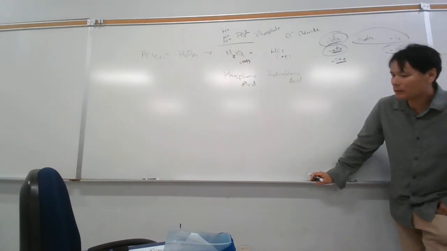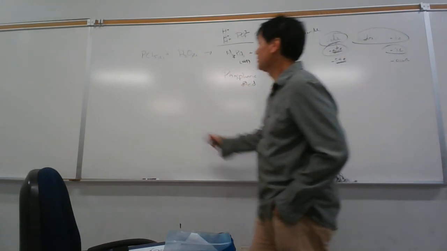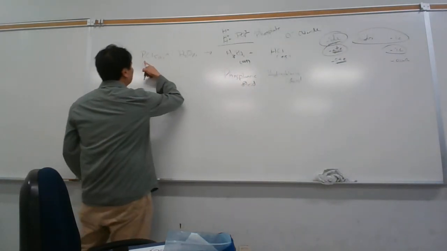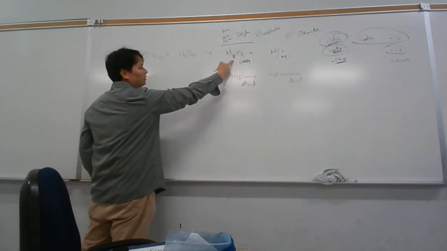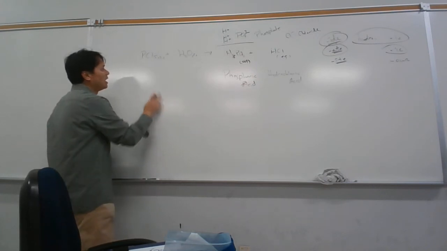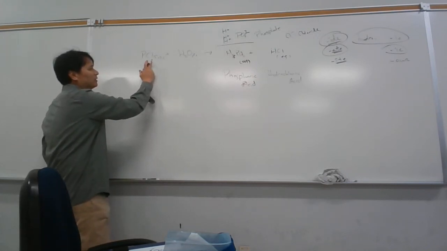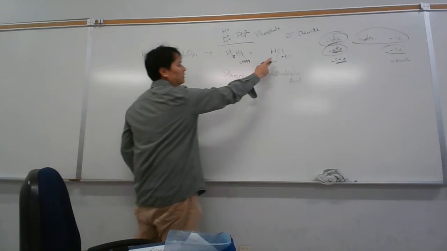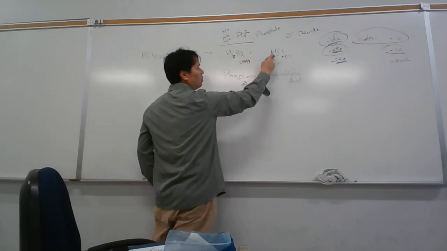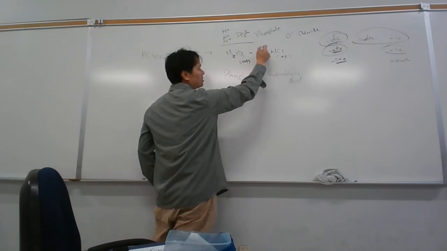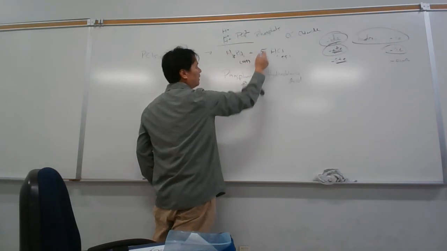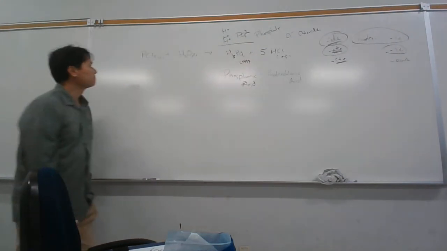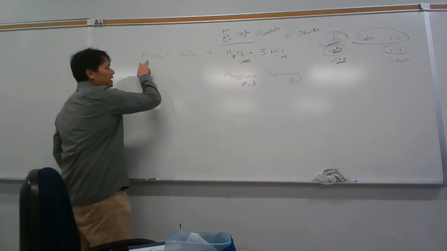What we want to do is we want to balance this. So how many phosphoruses? 1 over here. 1. So it's balanced. How many chlorines? 5 over here. Only 1. And so I need to change the coefficient to 5. Okay, that balances PCl5 there.